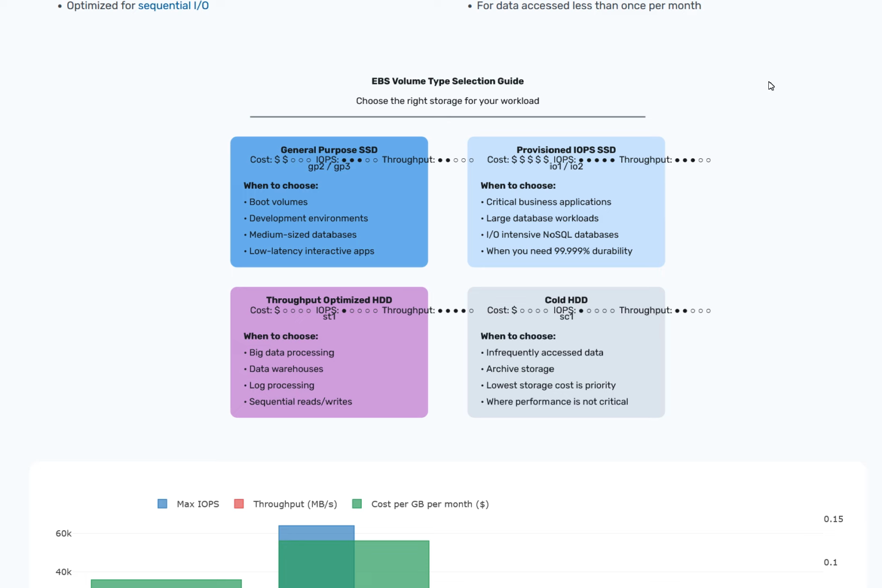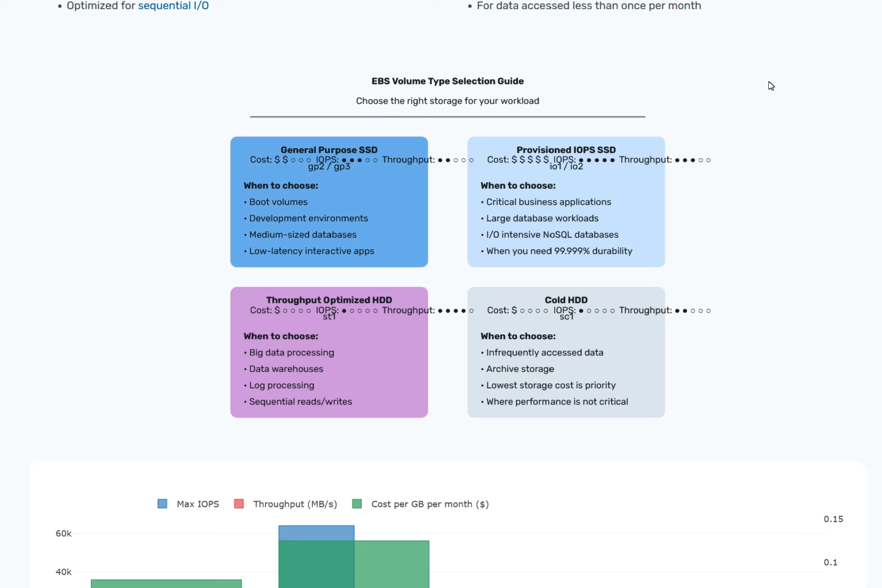Sorry, OLAP, I think, analytical databases, big data processing, data warehouse, log processing, sequential reads and writes. So when you're handling a huge amount of data, it's good for throughput optimized hard disk drive.